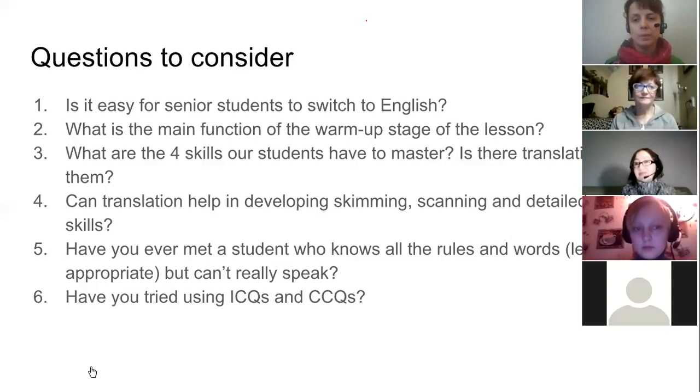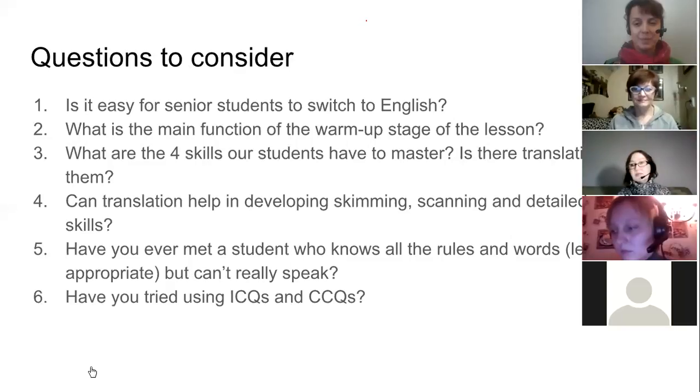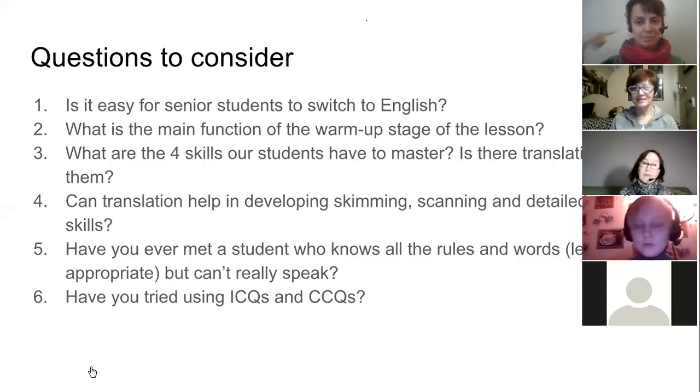You introduce the topic, you create this positive atmosphere, and if it's translation, it's hard to switch because you keep switching languages and English might not stick. So there are thousands of games on how to revise vocabulary using English. We all have the internet, yay, we can find out what else we can do other than translating. Okay, another question. What are the 4 skills our students have to master? That would be speaking, listening, reading, and writing.